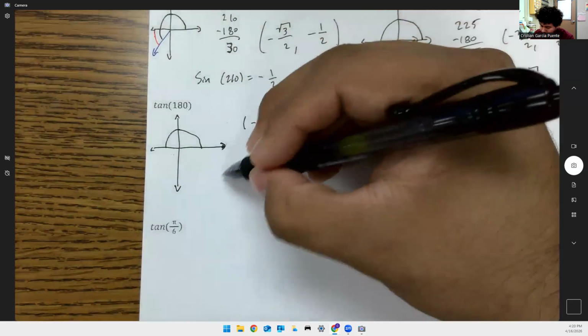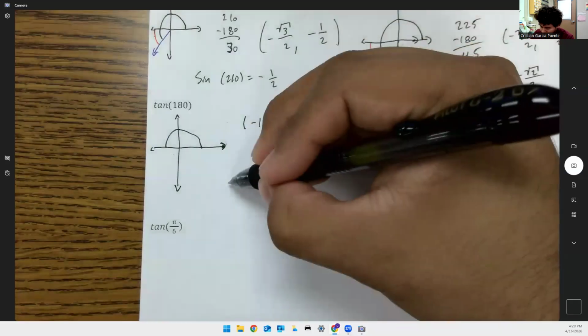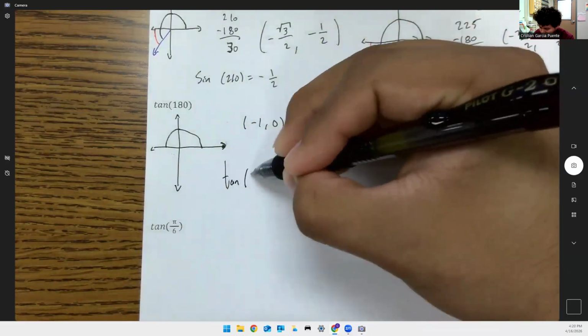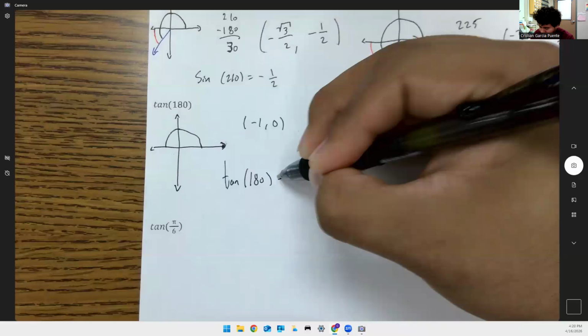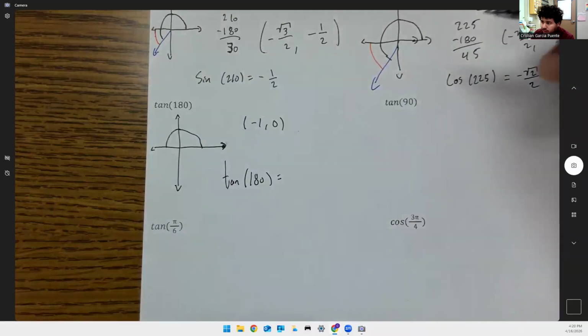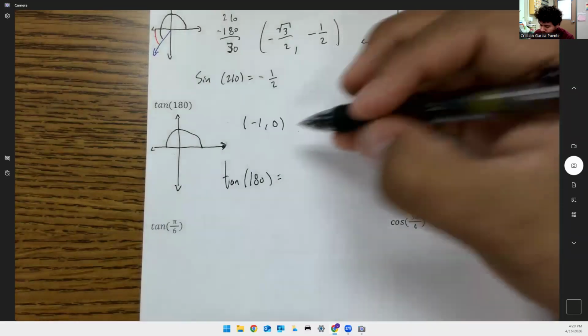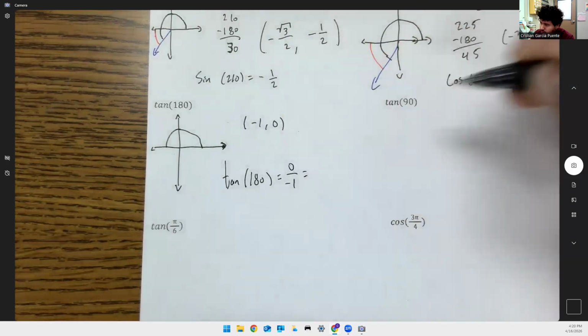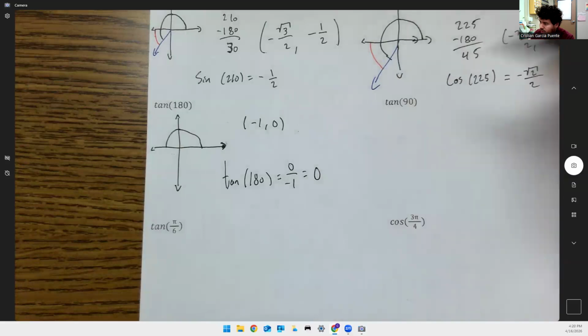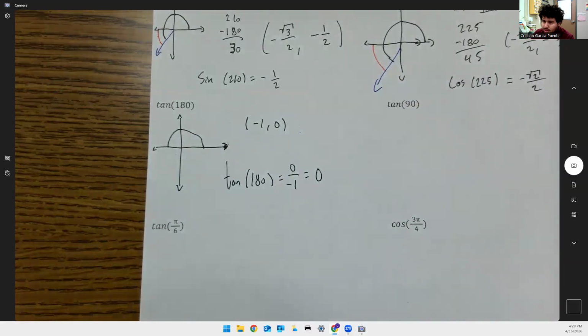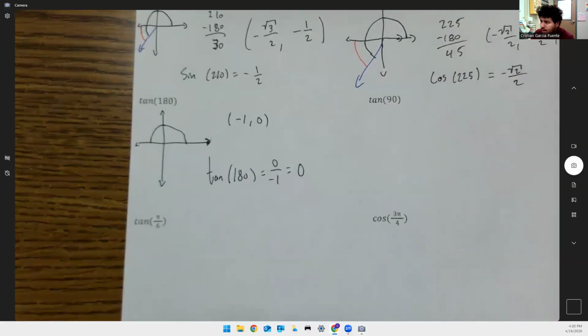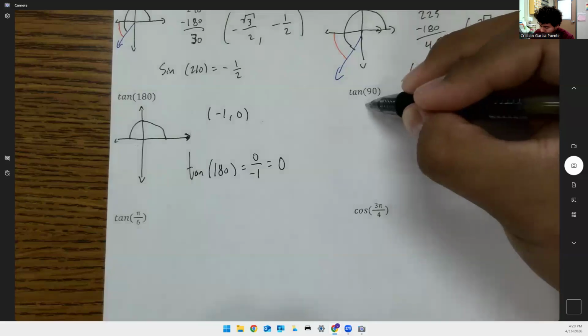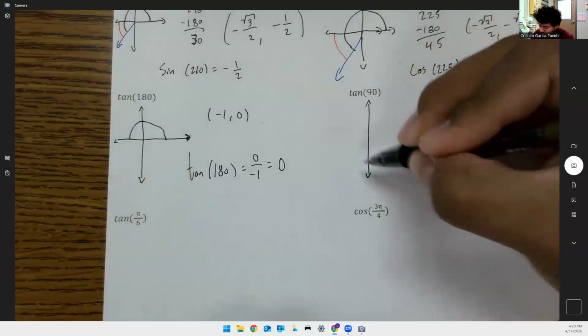Now we're finding tangent. So you write down tan of 180, and tangent is just equal to y over x. This is your x, this is your y. So y is 0, so you put 0 divided by your x, which is negative 1. And 0 divided by negative 1 is just 0. That's your answer. That's how easy it is. All right, I'm going to go to the next one. So tan of 90, draw my angle.